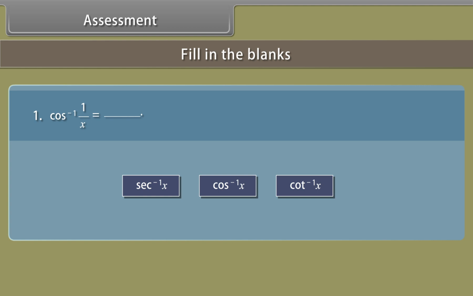Assessment. Before proceeding further, let us know how much you have learned. Fill in the blanks.